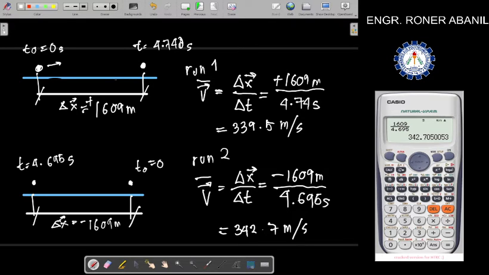So, ito na yung average speed, no? Ito na pala yung average speed nung run 1 and nung run 2. So, ganun lang siya kadali. Okay?